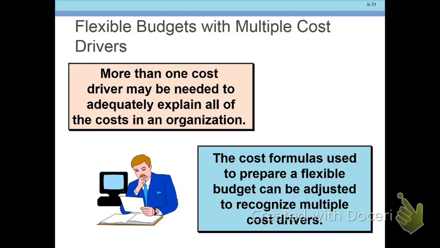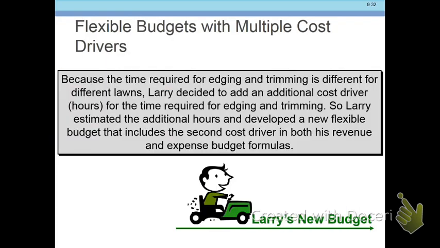Keep in mind, one of the benefits, or the curses, is that you can use multiple cost drivers, like we saw back in some of the earlier chapters. The cost driver here was all one particular thing, mowing the lawns, what have you. But you could have numerous different cost drivers if you want to make that flexible budget a little more accurate. This gives you an example: because of the time required for edging and trimming for different lawns, he added an additional cost driver for edging and trimming.